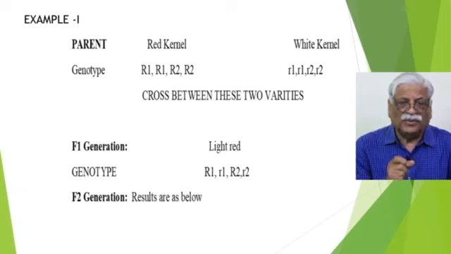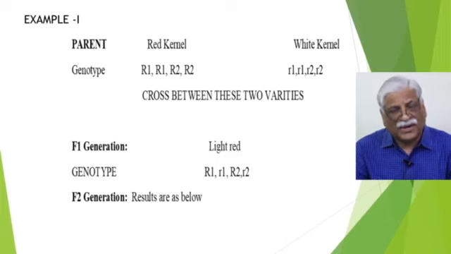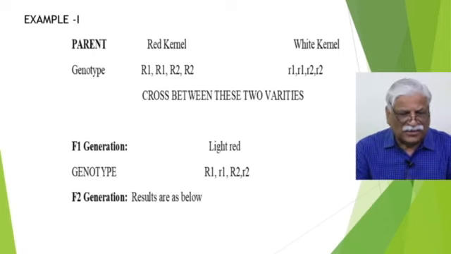Okay, so R1, R1, R2, R2 are responsible for the red color, while small r1, small r1, small r2, small r2 are responsible for the white color of a kernel. If we cross these two varieties, the first cross is always known as the first generation.